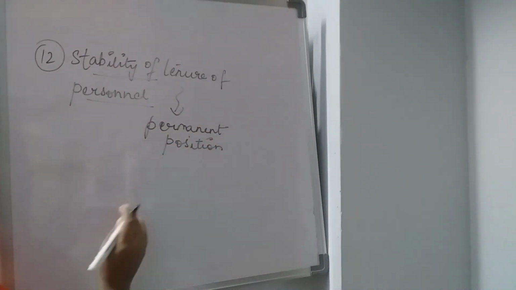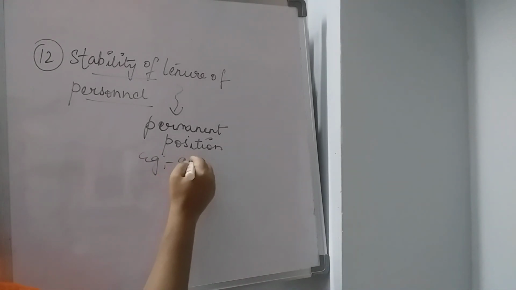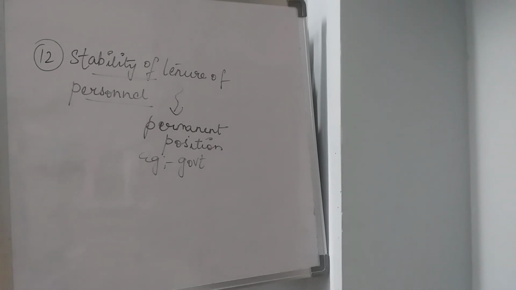For example, generally we see in government schools and colleges, the teachers or lecturers are given a permanent position. Even in central government jobs, the tenure will be given. So a permanent job will be there for them.